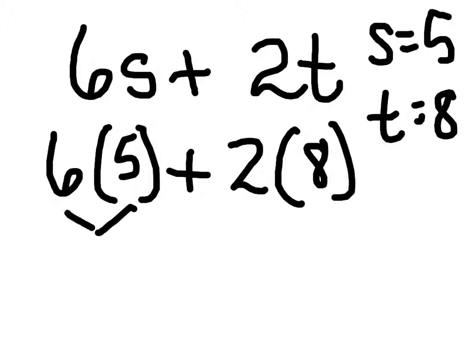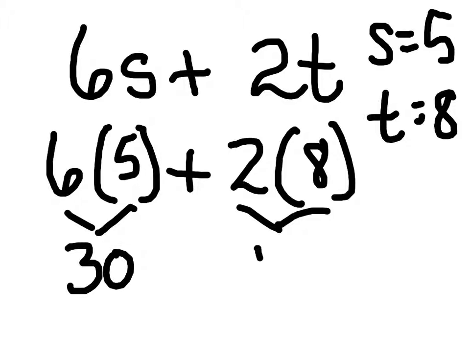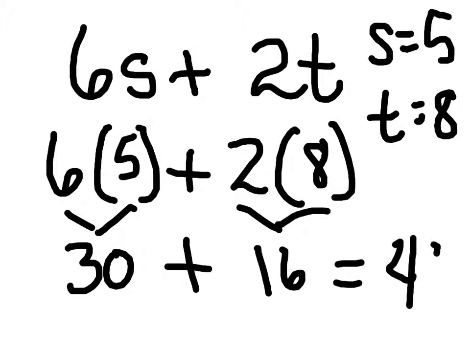We do the multiplication first, so 6 times 5 is 30, 2 times 8 is 16, and we carry down that plus, and now we can do the addition, and 30 plus 16 is 46. So there we're substituting in replacement values in another expression where we had to do some multiplication. Let's do one with division.